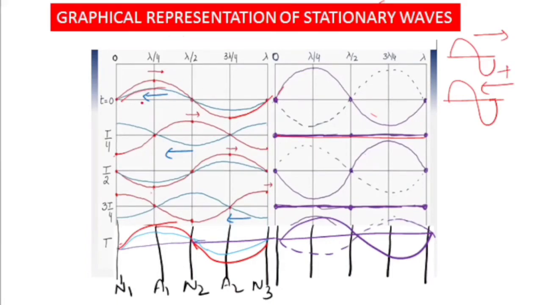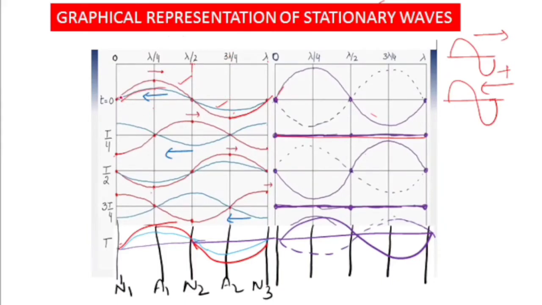Suppose here there are two waves. One is represented by the red line, another by the blue line. When two waves traveling in opposite directions with the same amplitude superimpose, a stationary wave is formed. This one complete cycle is of wavelength lambda. If you divide this lambda into different parts, this one is half cycle, lambda by 2, this one is lambda by 4, and this point is 3 lambda by 4.